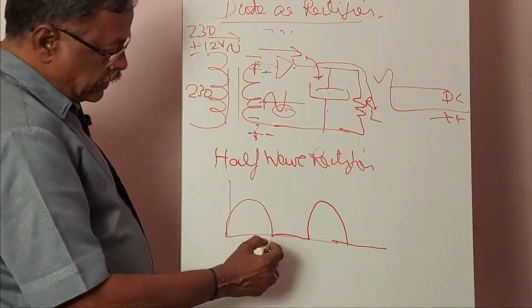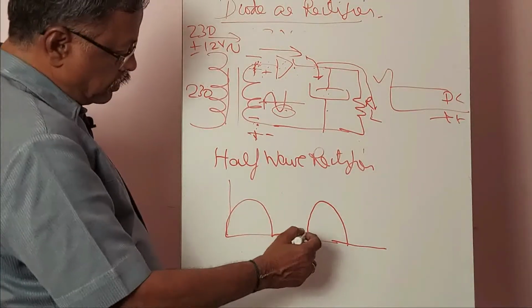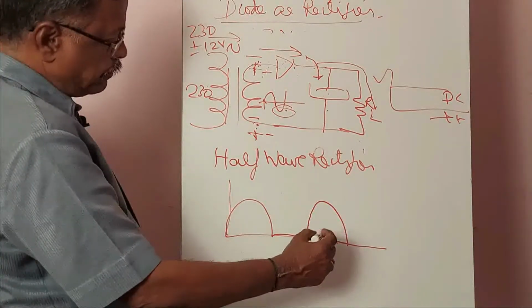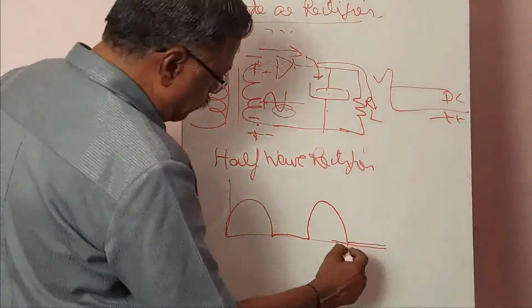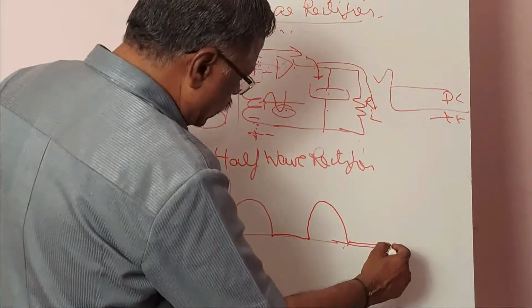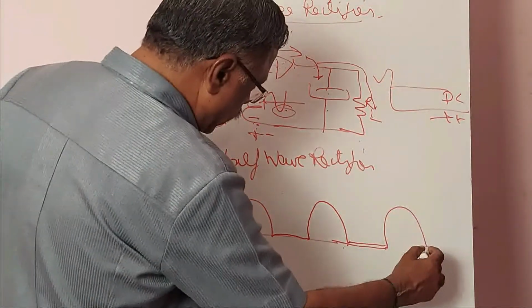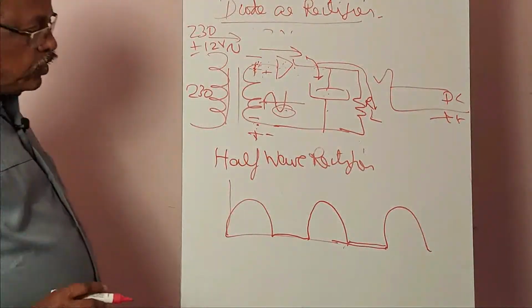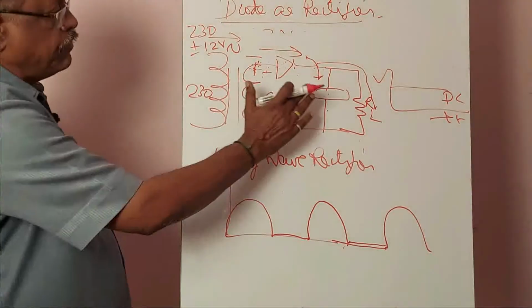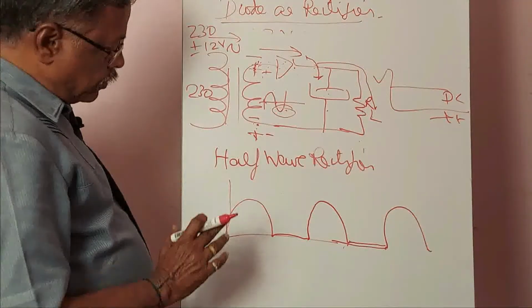For the next negative cycle, it will give only 0 voltage. For the next positive cycle, it will provide the waveform like this. Like that, everywhere for 180 degrees this is going to be 0, and then for another 180 degrees it is going to be a positive half cycle like that. So, this is the waveform just after the diode.